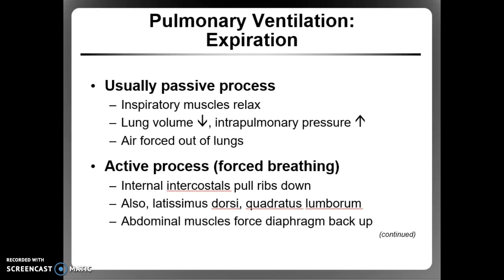The external intercostals relax. But then we have active expiration, which would be with exercise. We see the internal intercostals pull the ribs down, the lats and abdominal muscles forcing the diaphragm back up and really forcing air out of the lungs.